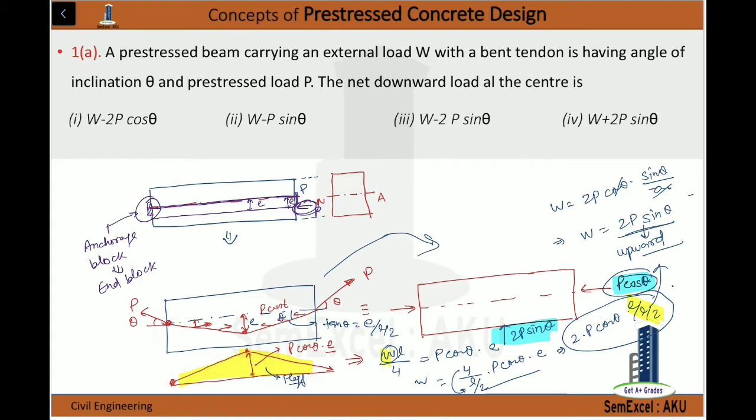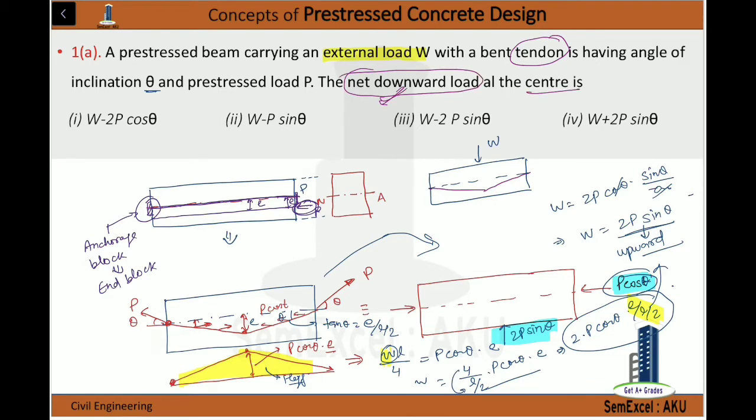In the question, it is given a pre-stressed beam carrying an external load W. So let us draw that beam. This is the beam. We have a load W with a bent tendon having an angle of inclination theta, right? Again we have a bent tendon like this. And what is this tendon? This pre-stressing cable is known as the tendon. In the question it has been asked what is the net downward load at the center.